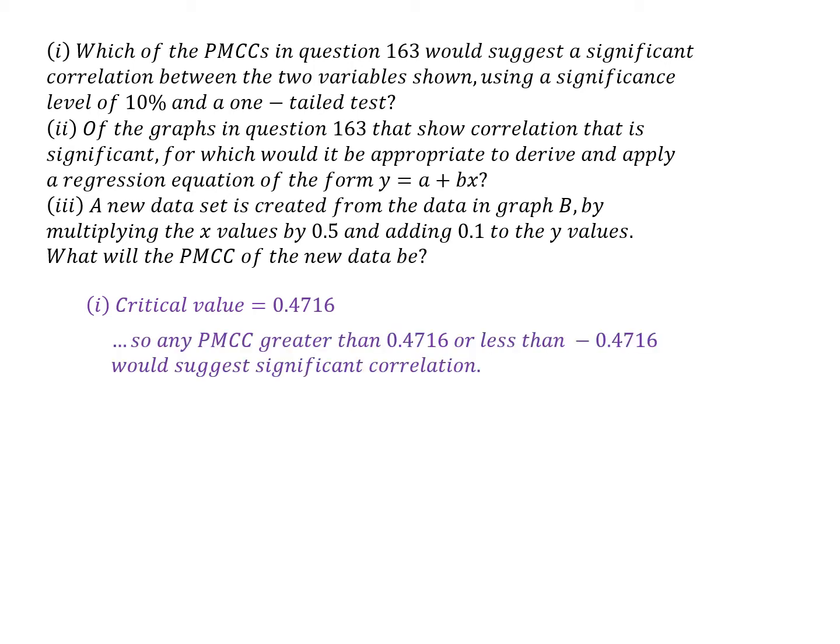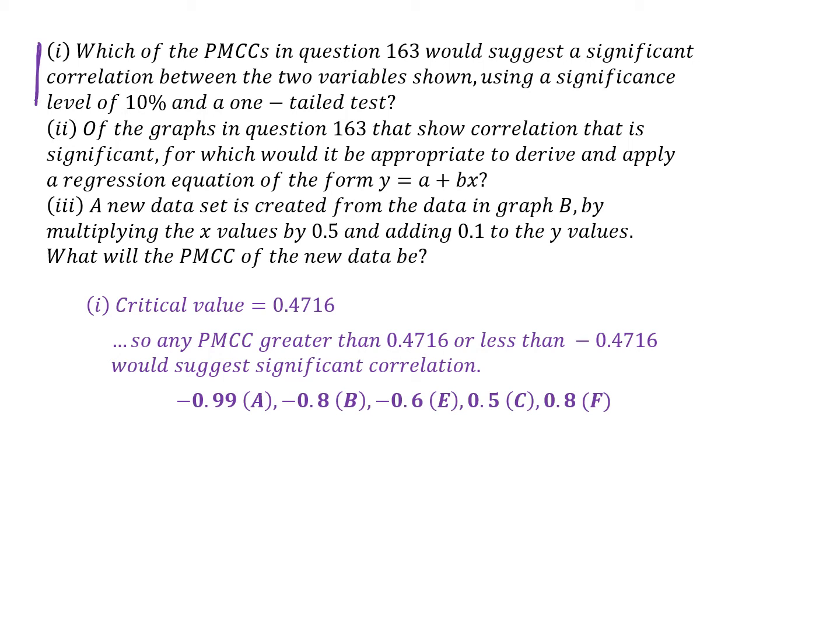So any product moment correlation coefficient bigger than 0.4716 or less than minus 0.4716 would suggest significant correlation. So of the 6 correlation figures, 5 of them would be significant. So that's the answer to the first question here. Which of them are significant correlations?